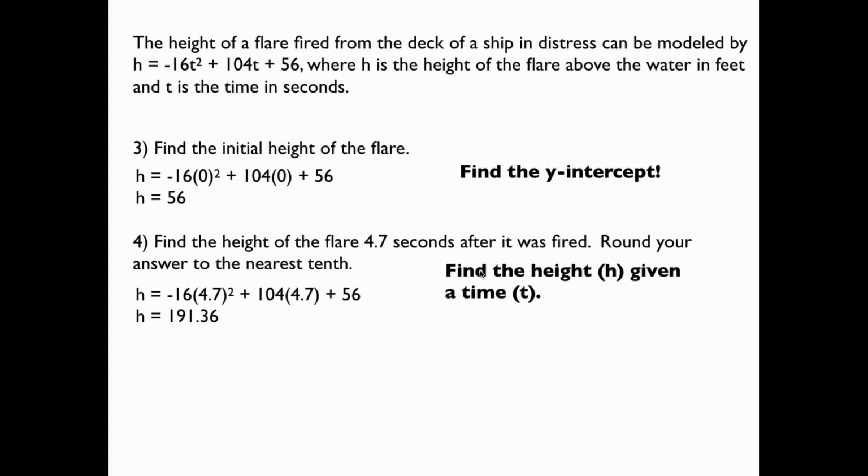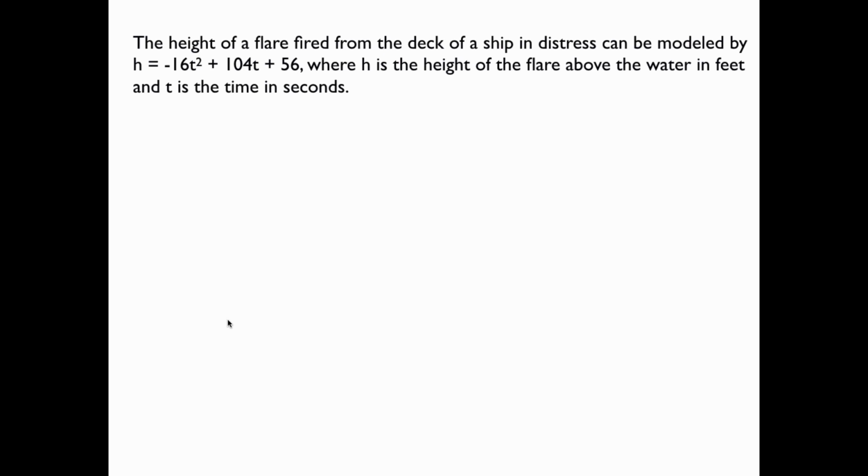This asks you to find the height, or the value of h, given a time, or the value of t. So all we have to do is set t equal to 4.7 and find h, which just requires us to simplify this expression, and that gives us 191.36 meters. I'm sorry, feet. I think I said meters before. Ignore me. It's feet.